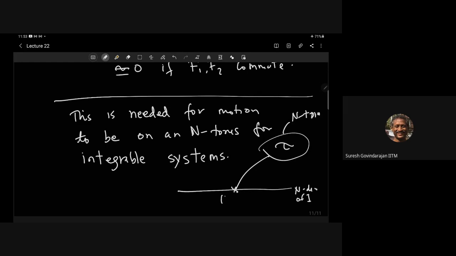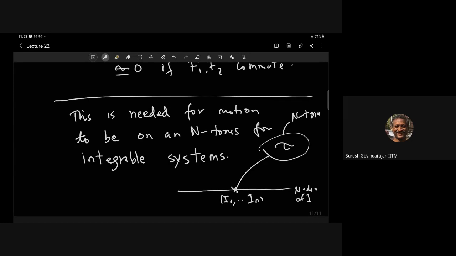So every point here would be some I1 to In, and the fiber is theta 1 to theta n. Okay, I used the word fiber, sorry, I shouldn't. So that's what it's referred to. So I'll stop here. So the idea of action angle variables is quite interesting.